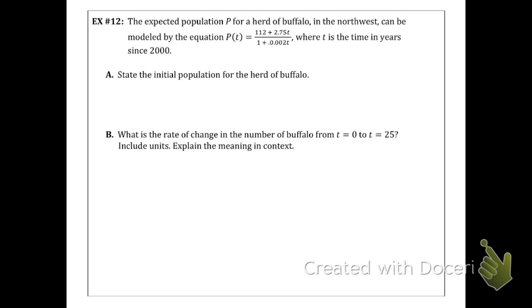All right, example 12. Says the expected population P for a herd of buffalo in the Northwest can be modeled by the equation given there, where T is the time in years since 2000. State the initial population for the herd of buffalo. So your initial population is when your time is 0. It's the beginning thing. So we're looking for P of 0. So plug in 0 for T. So we get 112 over 1, which is 112 buffalo.